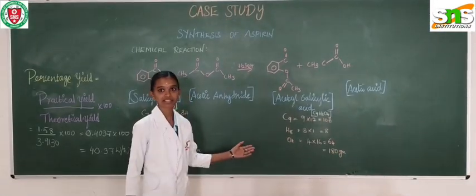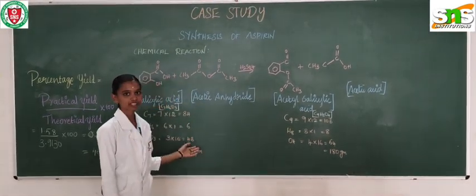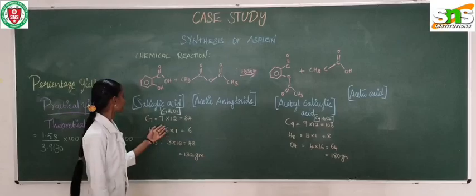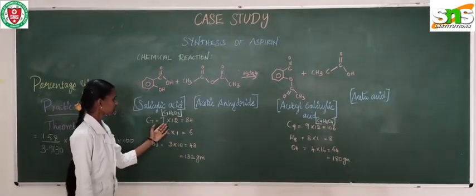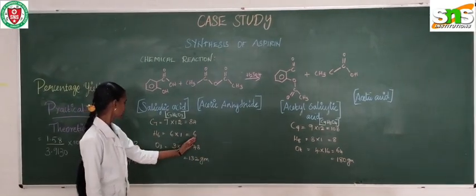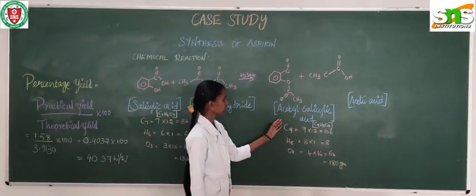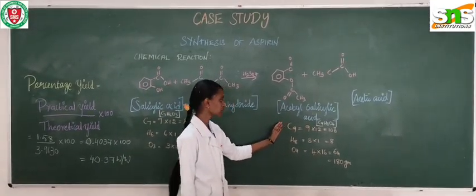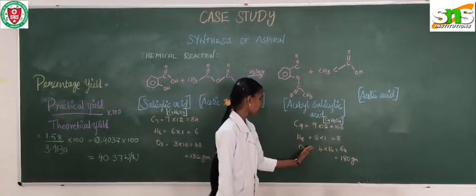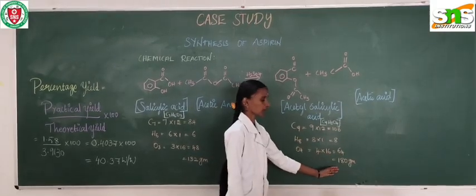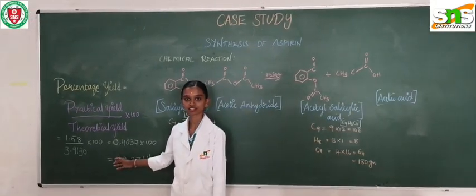As my friend explained the procedure and chemical reaction involved in the synthesis of aspirin, now I am going to explain the molecular weight calculation. The molecular weight of salicylic acid is 132 grams: carbon 7, 84; hydrogen 6, 6; oxygen 3, 48. Now let's see the molecular weight calculation for acetylsalicylic acid, meaning aspirin: carbon 9, 108; hydrogen 8, 8; oxygen 4, 64; totally 180 grams. Now my friend will explain how to calculate the percentage yield.